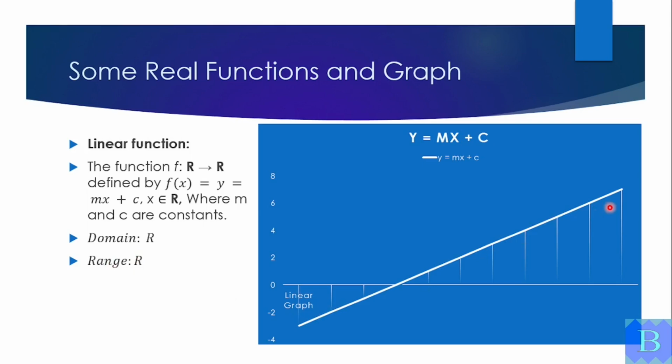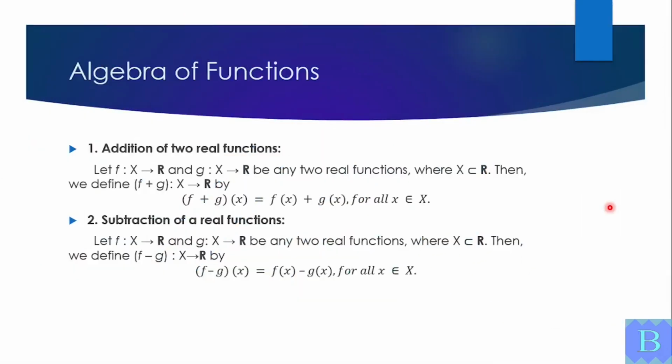Algebra of functions. Let's now learn how to combine functions. 1. Addition. If f and g are functions from X to R, then (f + g)(x) = f(x) + g(x) for all x belongs to X.